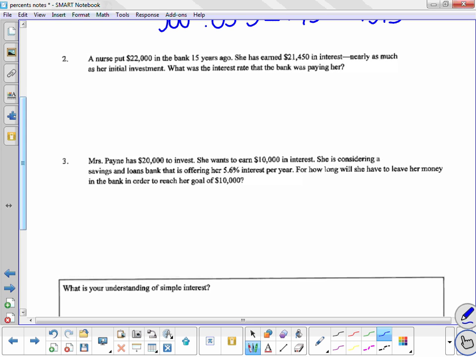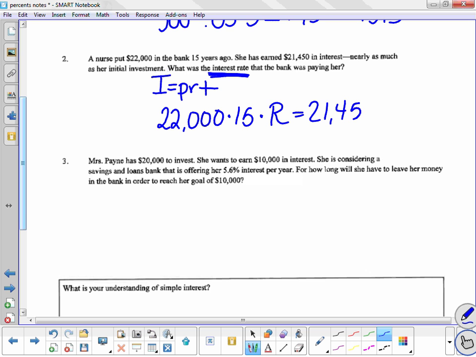So in this question, you're finding the interest rate. You have the interest. So our formula, interest equals principal times rate times time. She puts $22,000 in the bank. That's the principal. You know that the time is 15 years. You don't know the rate, the R. You know that the interest she earned is $21,450. So you multiply 22,000 times 15 years, and you get 330,000.